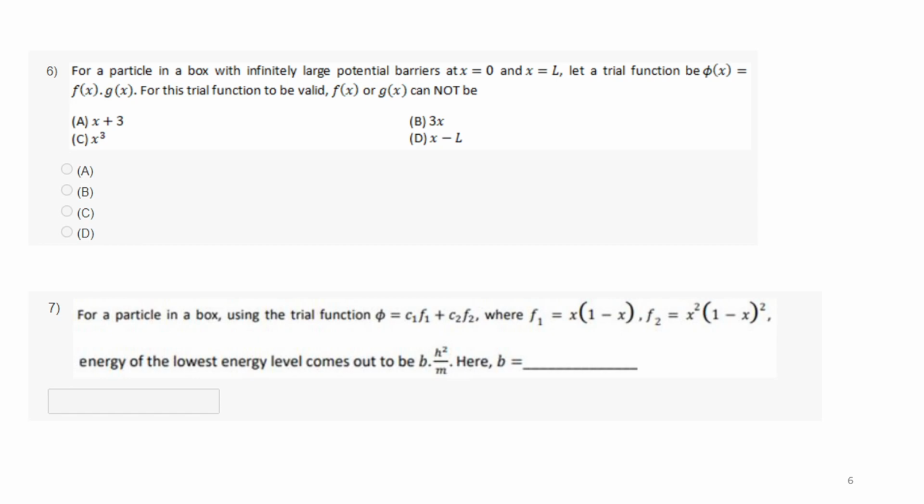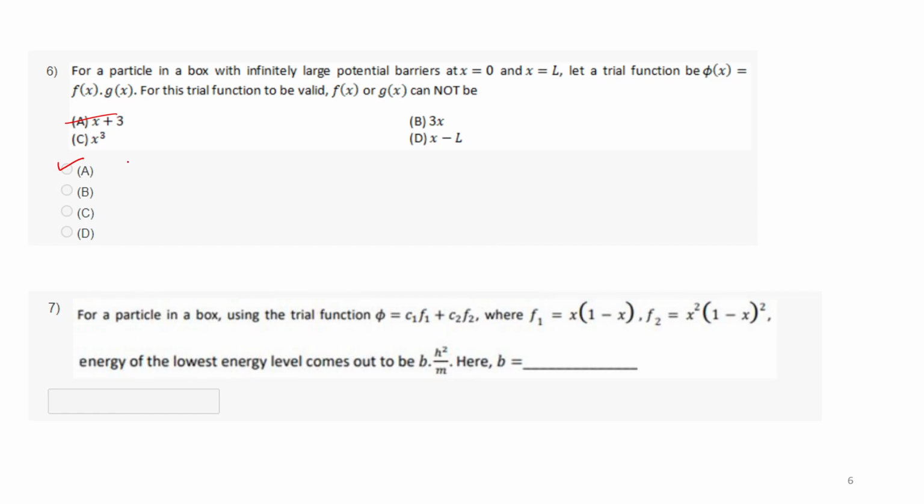Why? Because for the other three, suppose it's f of x, we can pick a g of x such that at the boundary, at 0, it vanishes. We can change the function and signs to make that happen. But for x plus 3, we can't do that. Yes, right. So it will be wrong to take x plus 3 as f of x. So A is the right answer.